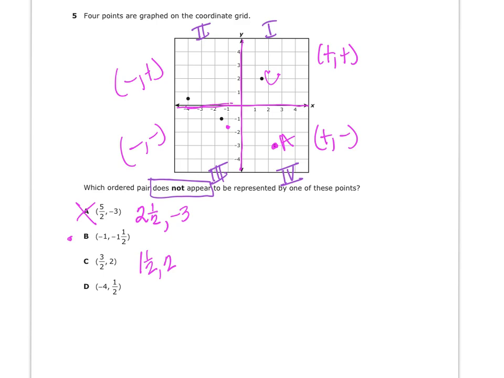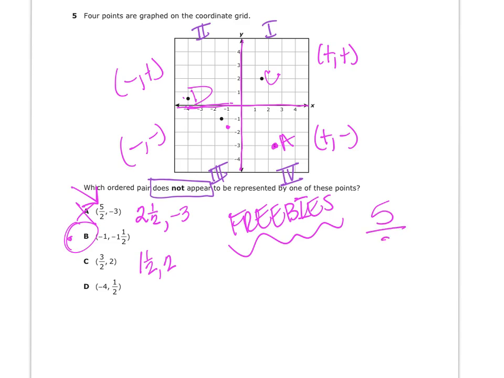Over -4 up 1/2. That's D. Okay, that's a freebie. These are freebies. And the way they try to get you to miss the freebies is by giving you something confusing like that. That is just an improper fraction. 5 over 2. 5 divided by 2. 2 will go in there twice.